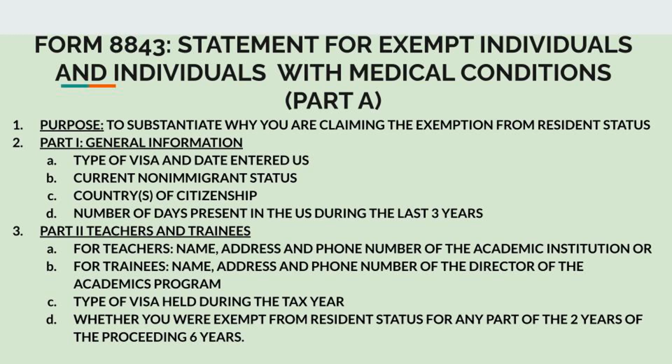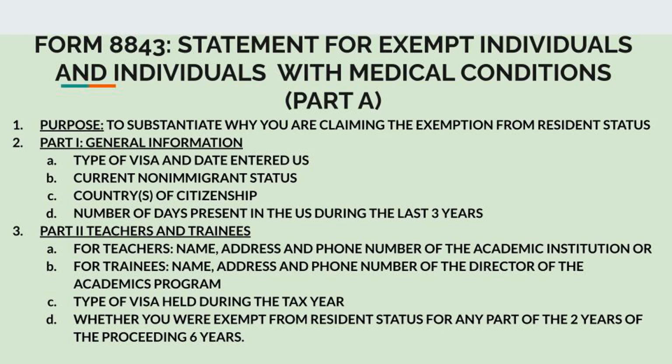Part 2 is specific to teachers and trainees. So for teachers, they need to put down the name, address, and phone number of the academic institution. For trainees, they need to put down the name, address, and phone number of the director of the academic program that they were in, the type of visa they had in the year, and whether they were exempt from resident status for any part of the 2 years of the preceding 6 years.